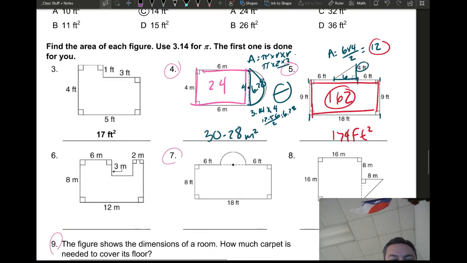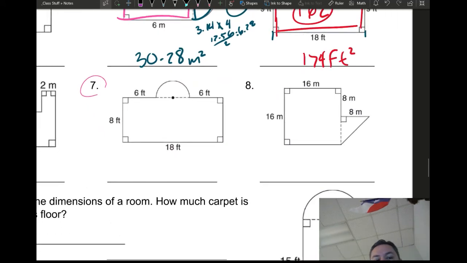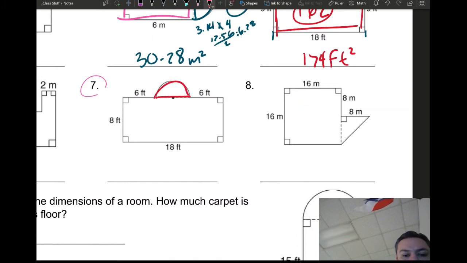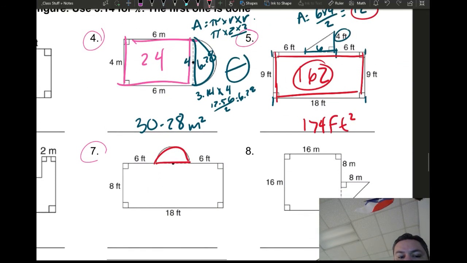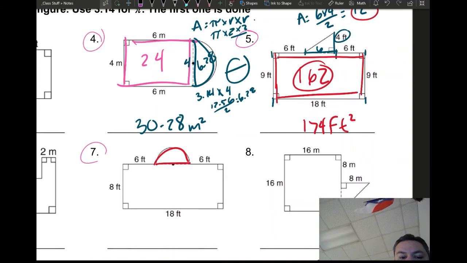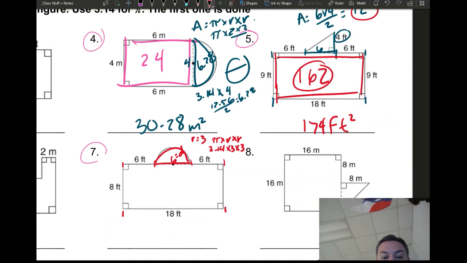Next one, number 7. That kind of looks like a football field, a part of it. So you have a semicircle and a rectangle, and just like on this one, the numbers for the base kind of match. So here to here is 18, 6, and 6 is 12, so this must be 6. So my diameter is 6, so my radius is 3. Pi times radius, 3.14 times 3 times 3. Don't forget to divide by 2 at the end because this is half a circle.